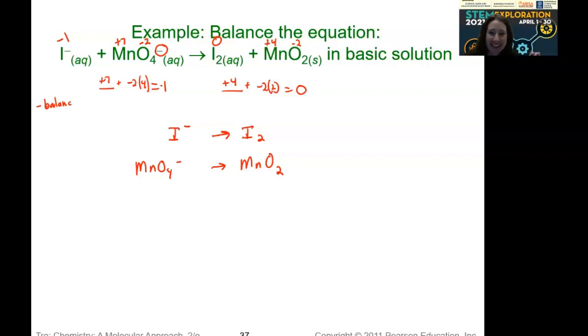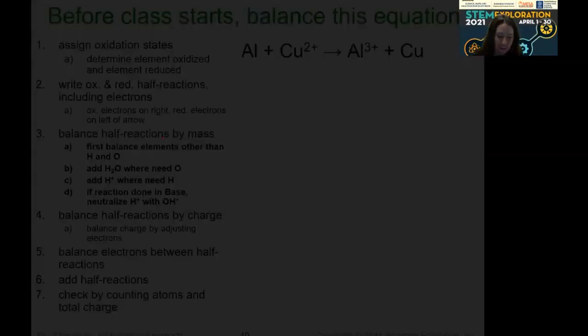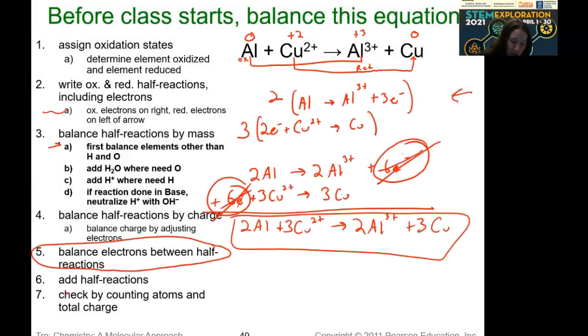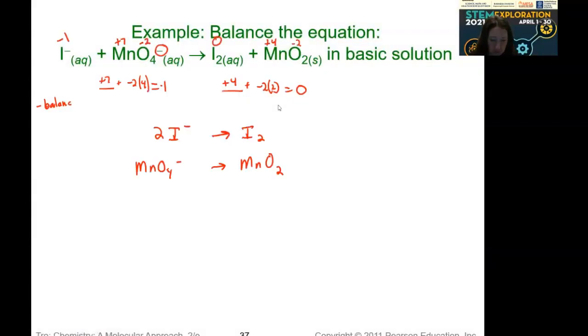So your first thing is balance all but H and O. So we're going to add a 2 here. And I'll just keep going back. There you go. So balance all but H and O. Next, balance O's with water, H's with hydrogens. O's with water, H's with hydrogens.